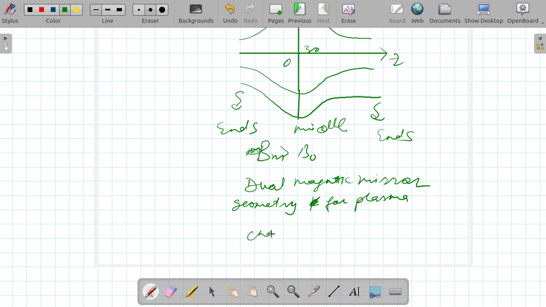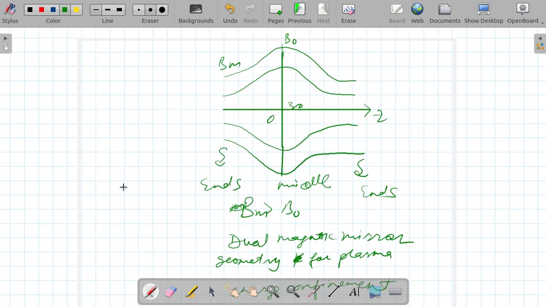Plasma or charge confinement. And if the field is like this, then it can be mathematically represented as B naught times 1 plus delta z square. Such a field geometry is called a magnetic mirror.